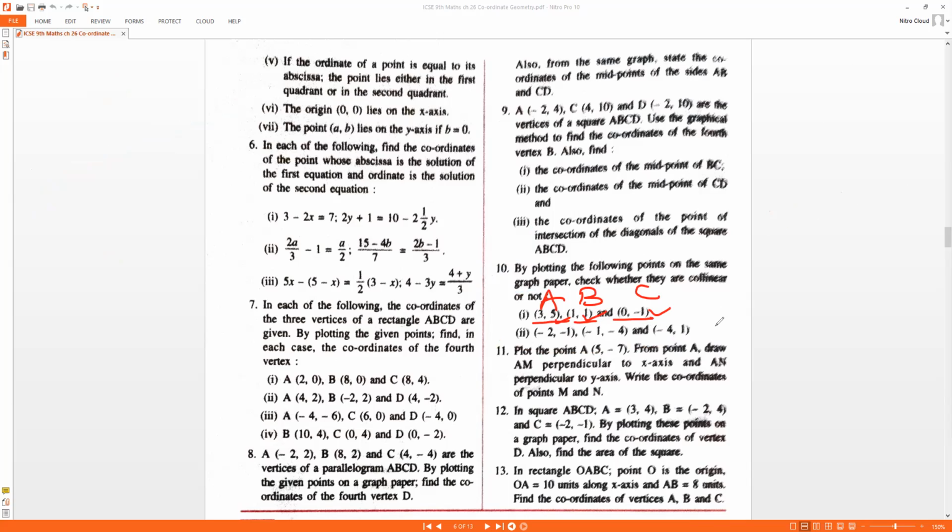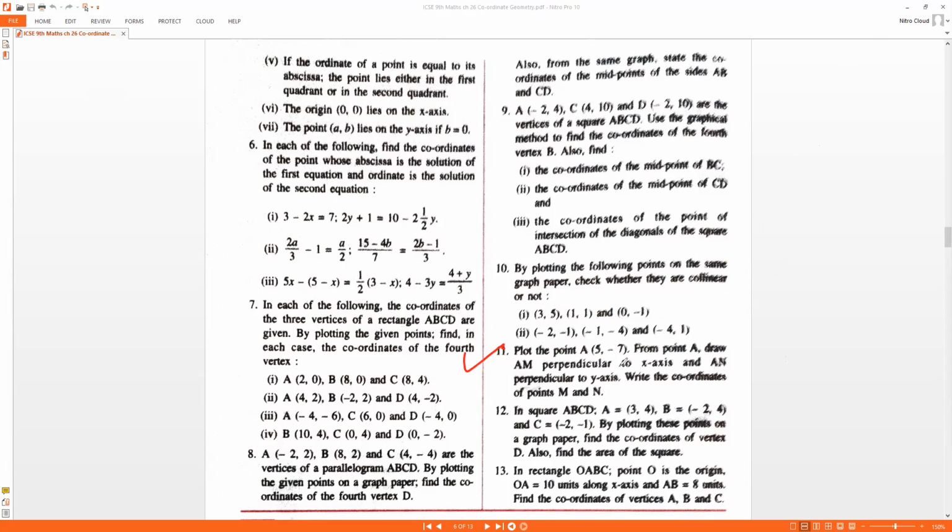If you can pass one single line, then they are collinear. If you cannot, then they are non-collinear. It is very simple, it's not at all difficult. So you can do this for homework and then let me know whether you get the answer or not. Okay, very simple. Let's do question 11 now.